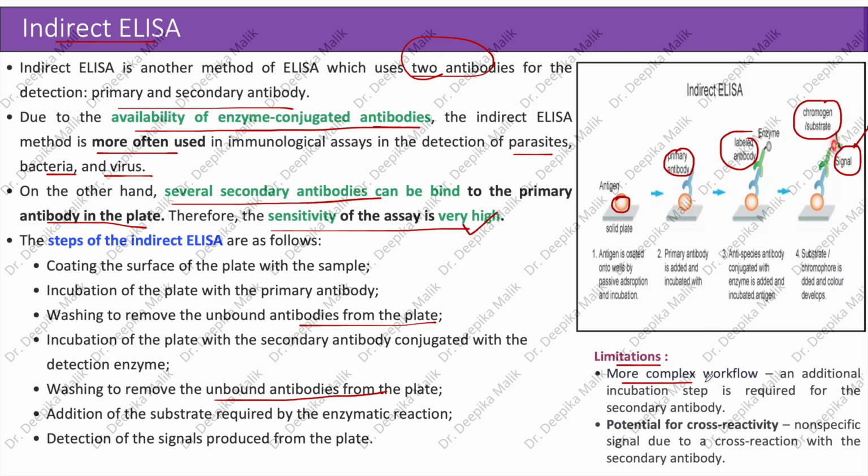There's a more complex workflow, that is, an additional incubation step is required for the secondary antibody. Potential for cross-reactivity: non-specific signals due to cross-reaction with the secondary antibody can also occur.